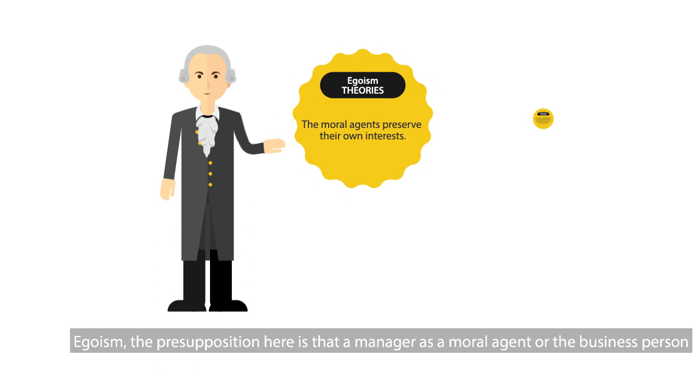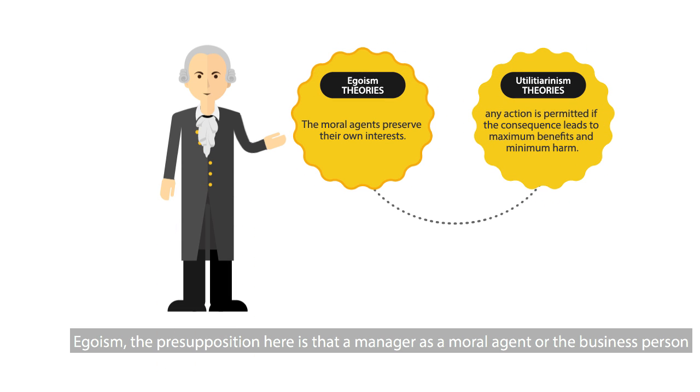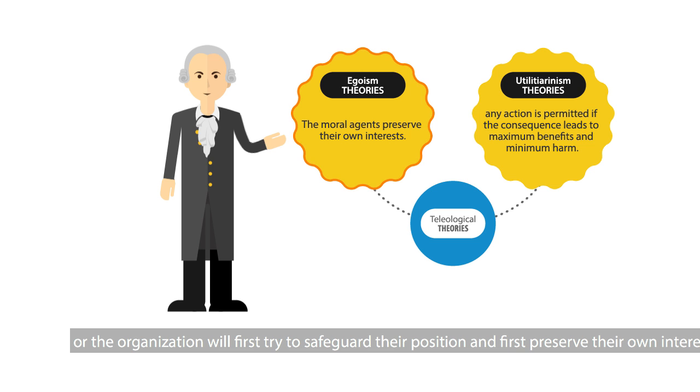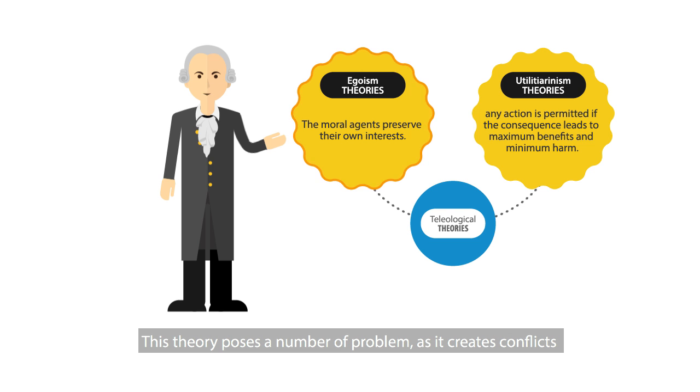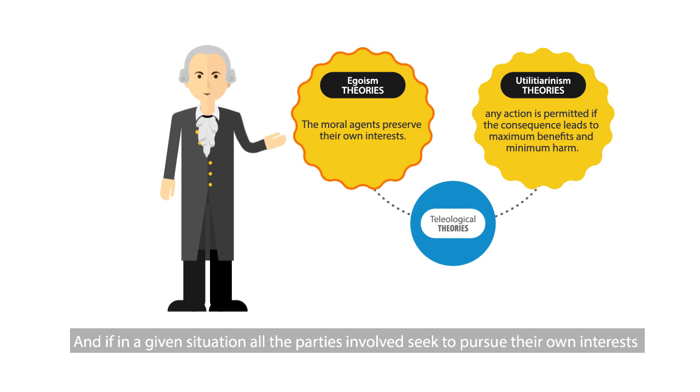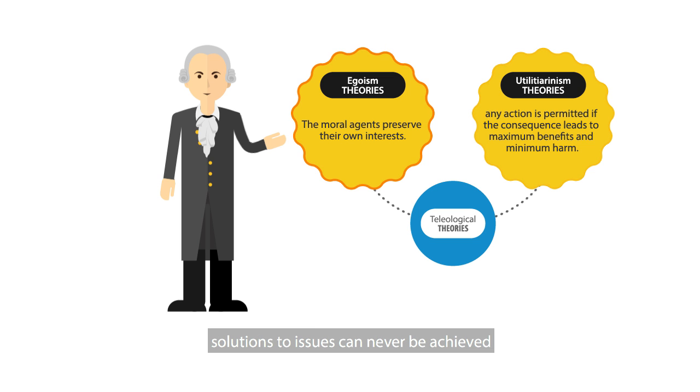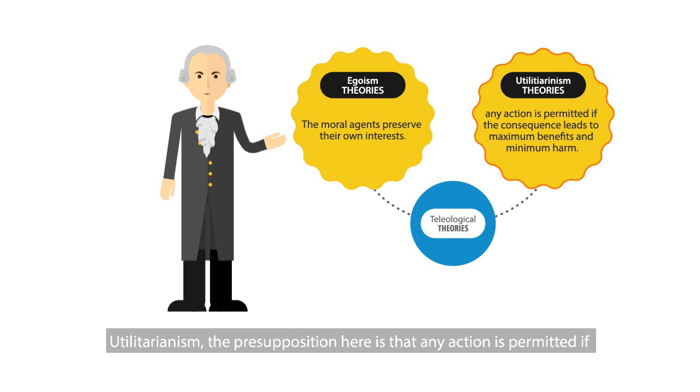Egoism, the presupposition here is that a manager, as a moral agent, or the business person, or the organization, will first try to safeguard their position and first preserve their own interests. This theory poses a number of problems, as it creates conflicts, and if, in a given situation, all the parties involved seek to pursue their own interests, solutions to issues can never be achieved.